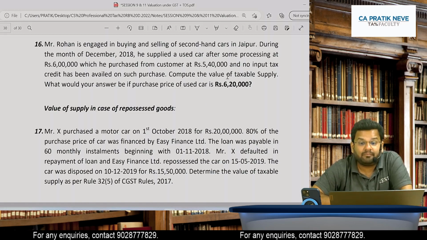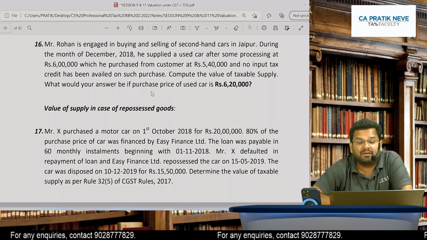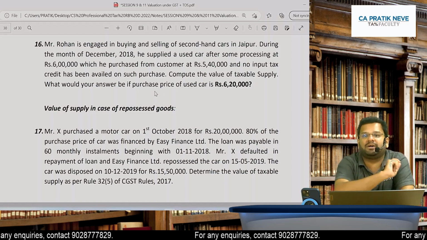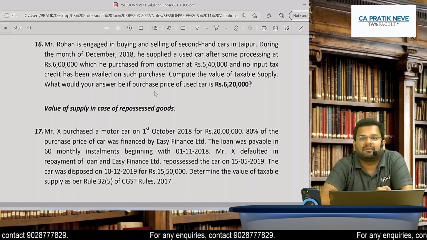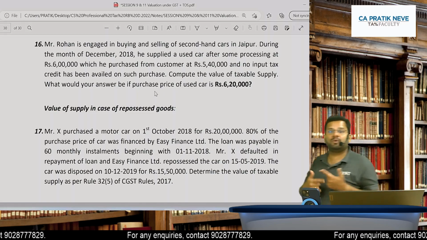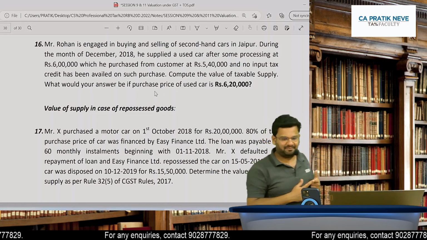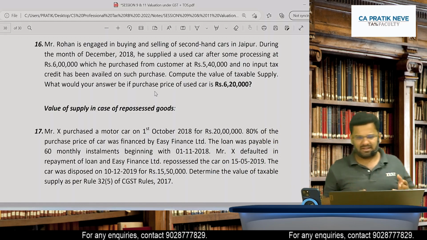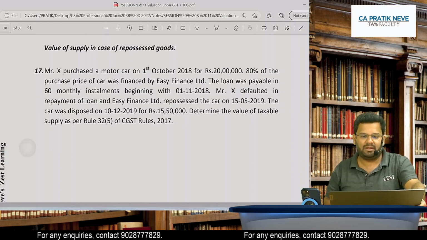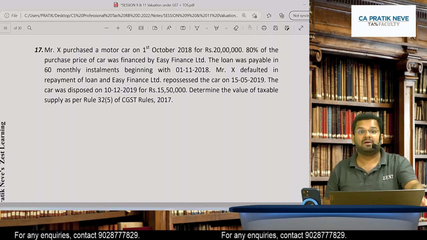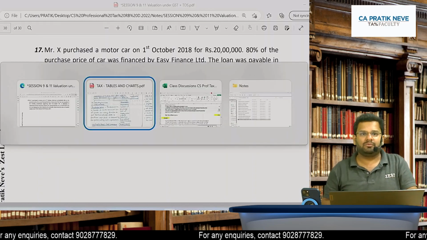Now, what would your answer be if purchase price is 6,20,000? Means purchase for 620 and sold for 6 lakhs. Then what will happen? Ignore, exactly, nil. It cannot be negative. Okay. Understood, all of you?